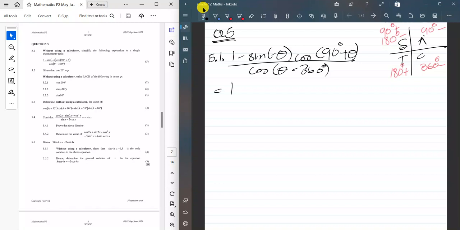We then say the negative angle of sine will be negative. So negative times negative sine theta. Then cos of 90 plus: 90 plus is the second quadrant, where cosine is negative. And because this is 90 degrees, cosine has to change to sine. So this becomes negative sine theta. This is what cos of 90 degrees plus theta becomes. It becomes negative sine theta over this.